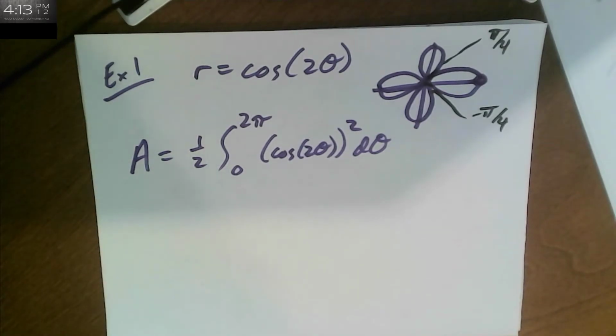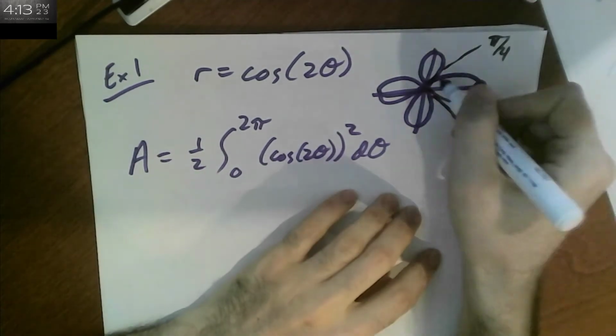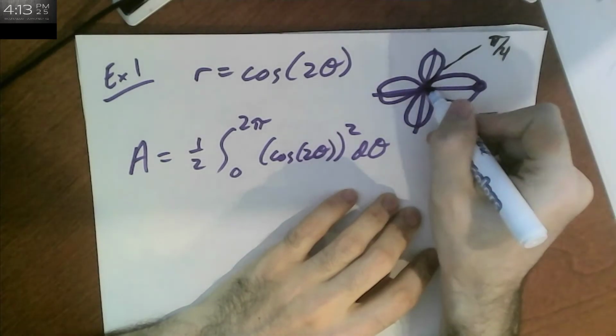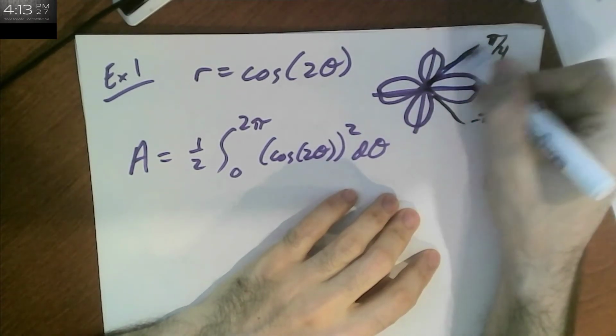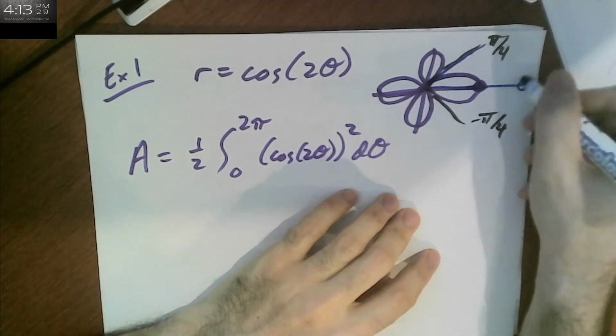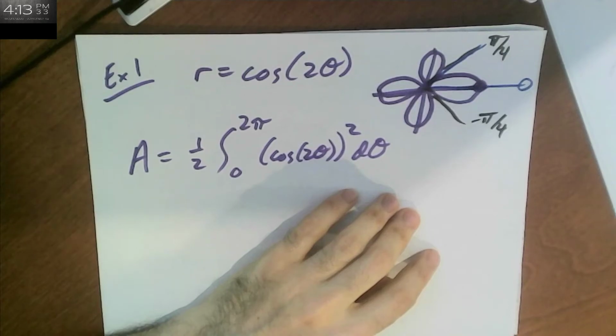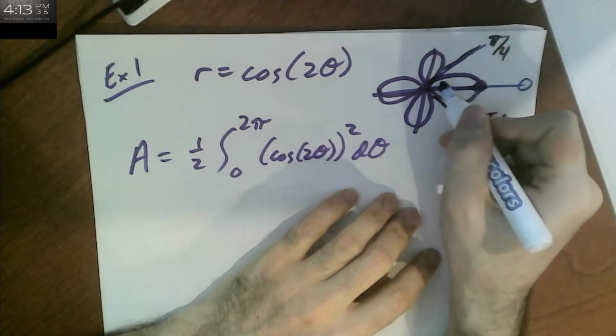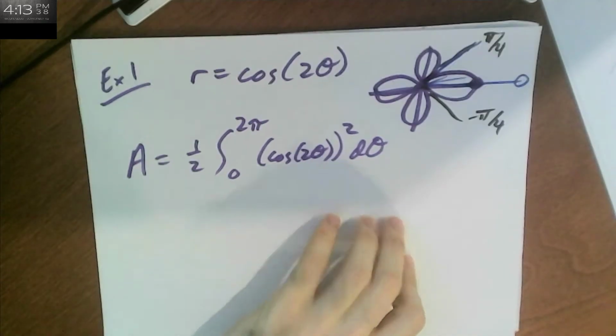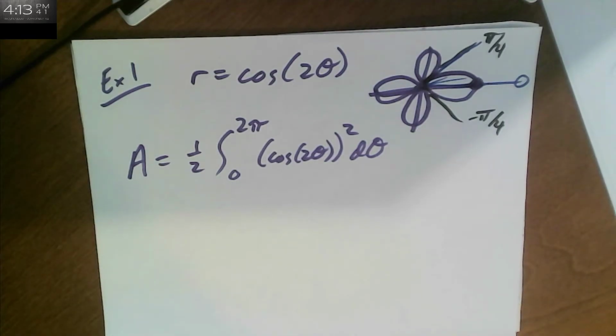But wait. Look at one of those petals. One of those petals itself has a symmetry, right? So how about instead of an entire petal, we only do this blue part of the petal from 0 to pi over 4, double it for one petal, multiply by 4 for everything. So we're going to be doing this part, right? Just that little blue part inside that one piece.